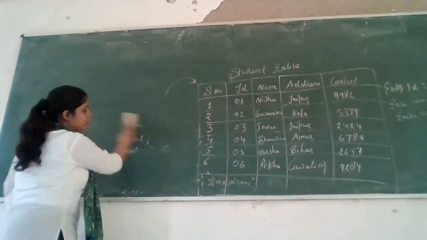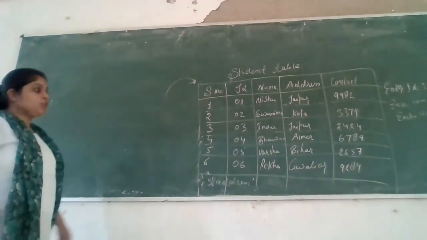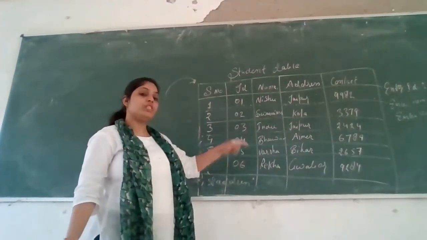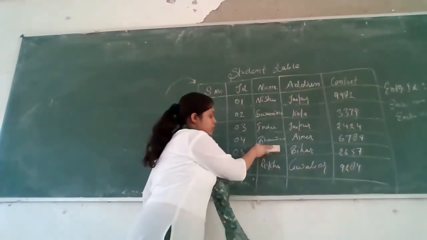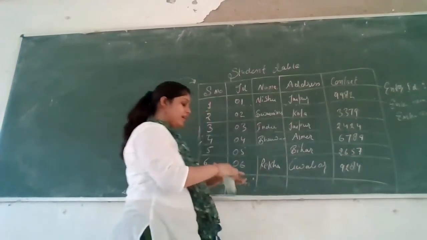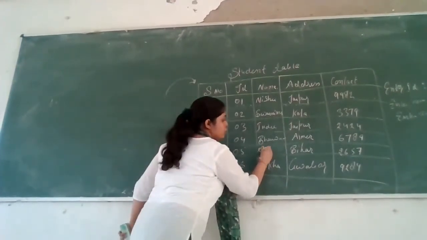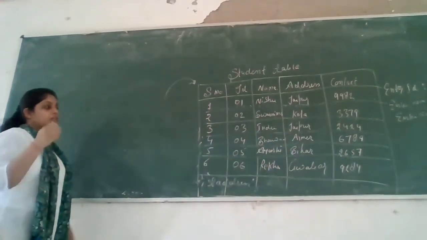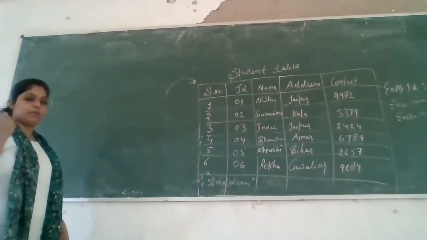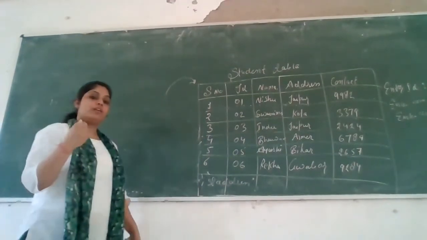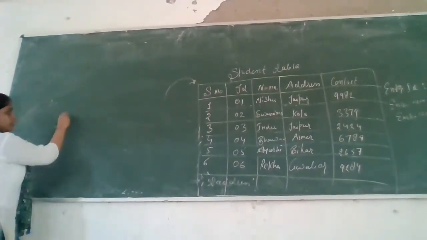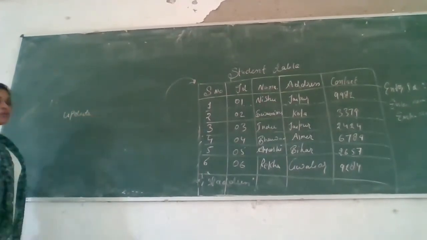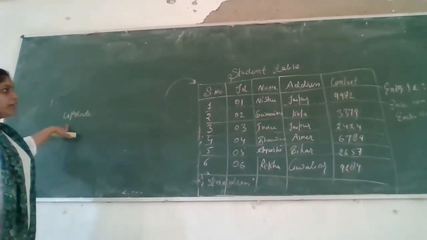Now I want to update the table in which we stored Varsha. In the place of Varsha, we add Ayushi. So what is the command for updating? What is the command in which we update a row in a table? We use the update command. So what is the update command? Update. What do you want to update? We want to update the student table.